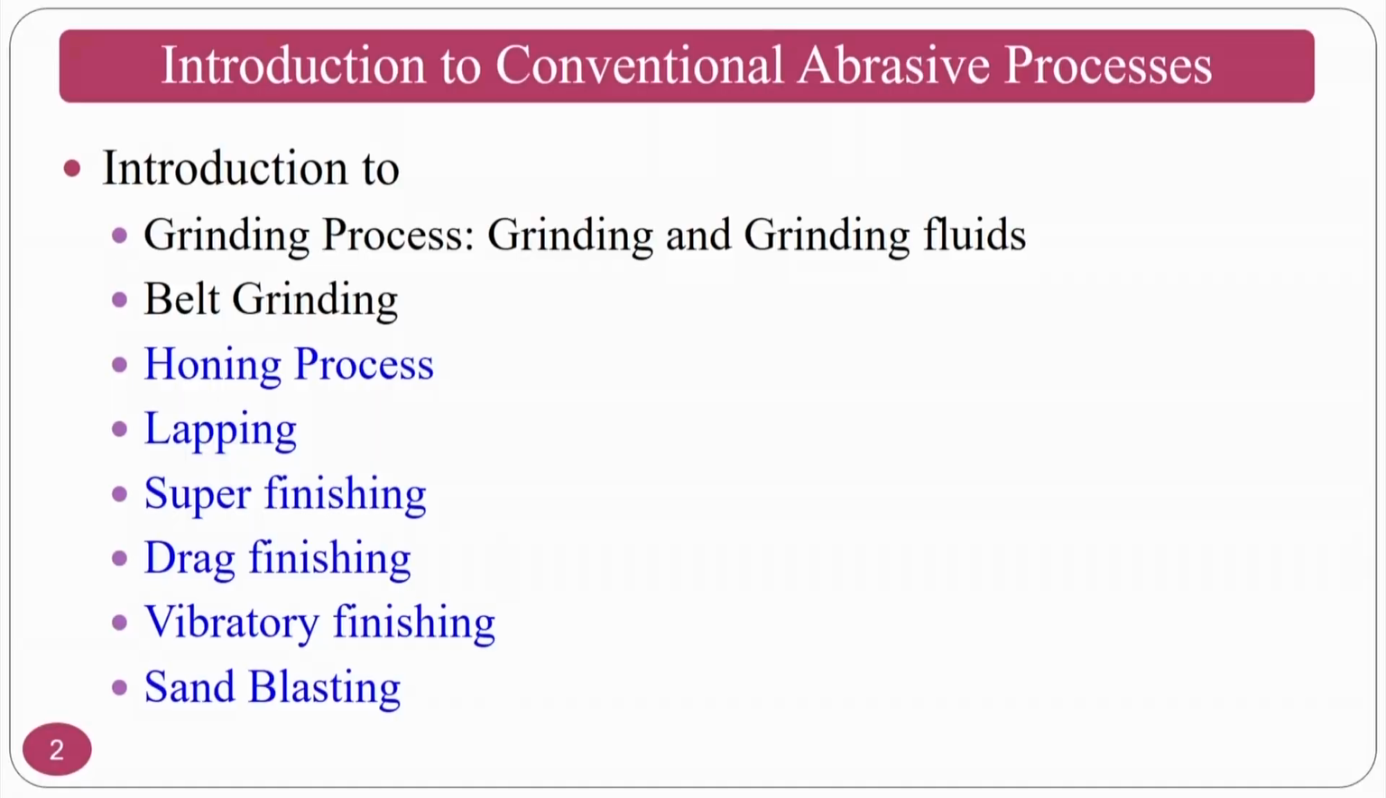Currently, we are studying the conventional abrasive processes, wherein till now we have seen the grinding process. Now we proceed to a few other conventional abrasive processes like honing, lapping, super finishing, dragging, vibratory finishing, sandblasting, and so on. A few more are there which are not listed. So we will see all these processes one by one.